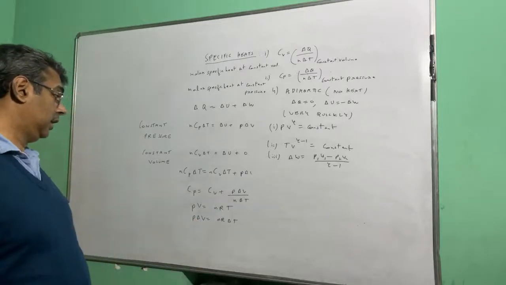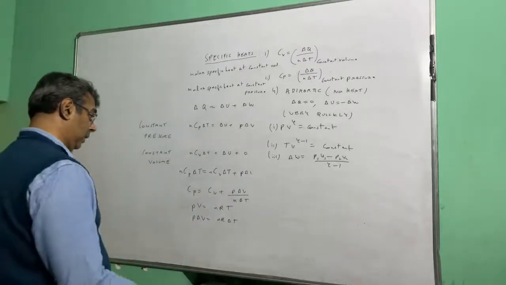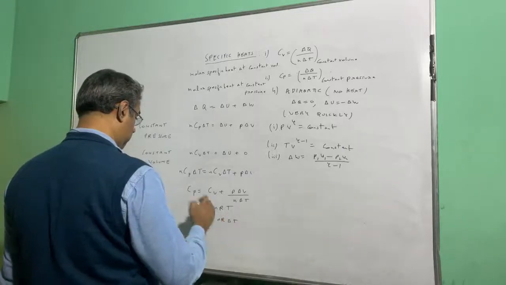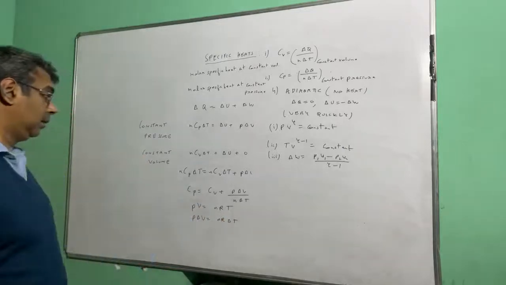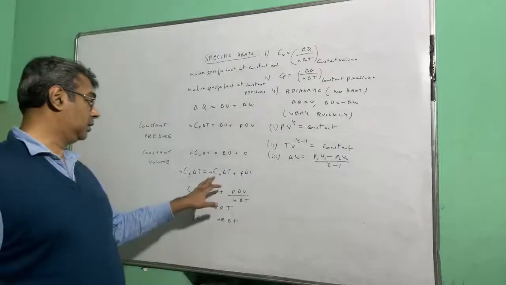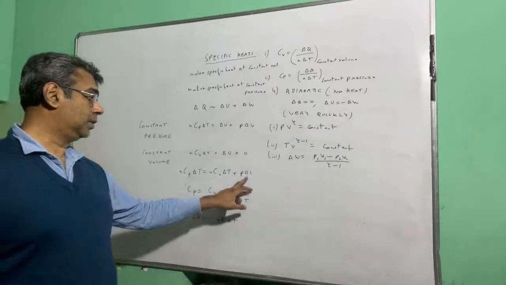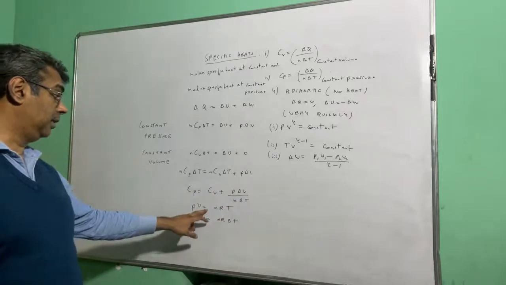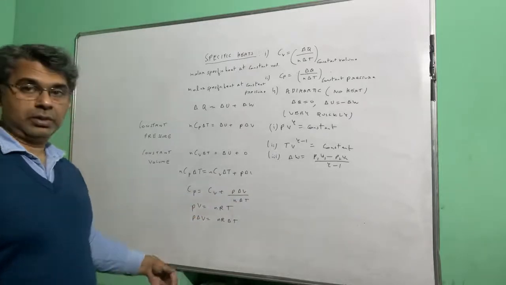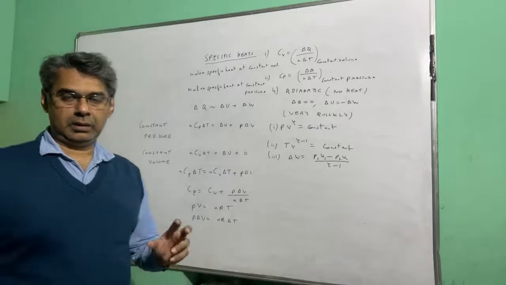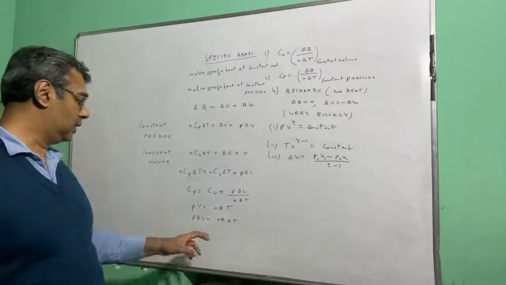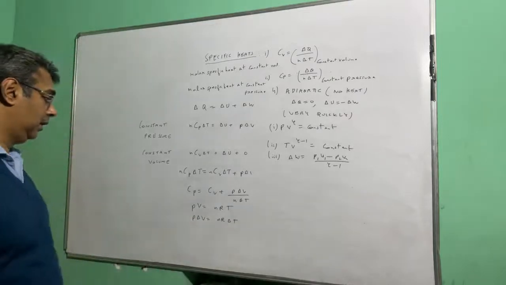So P delta V is nR delta T. You have to remember that in this equation the pressure is constant. So PV equals nRT, and in this equation pressure is constant. If you differentiate both sides, or take increments on both sides, P delta V will be nR delta T.